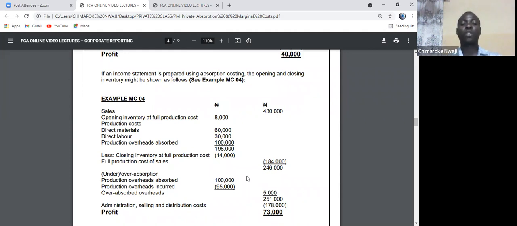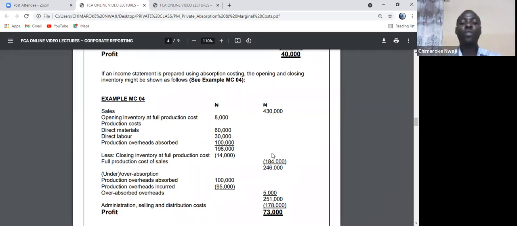Now look at production costs. Production cost, we have the direct material, direct labor. Then this is production overhead absorbed. Now this production overhead absorbed here is a combination of your variable production overhead and your fixed production overhead. And so when you add everything here together, you have 198. When you now less the closing inventory, now at full production cost, you are having 14,000 there. That means your full production cost of sales is 184,000.